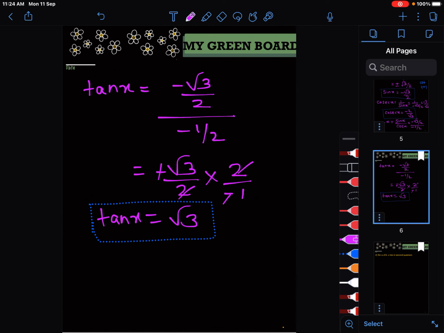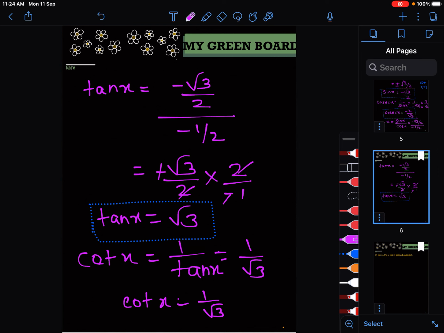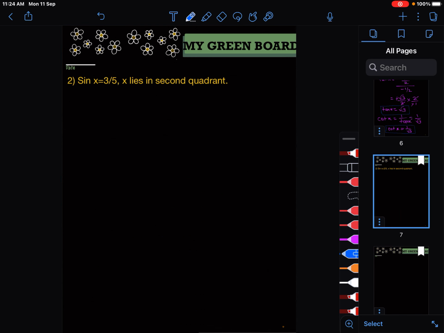Now what is the value of cot x? It is the inverse of tan x. So we will get 1 by root 3. So cot x value will be 1 by root 3. So this will be your answer. As simple as that. So we have got the answer for this question. We have got all the 5 functions now. So next question we will go.